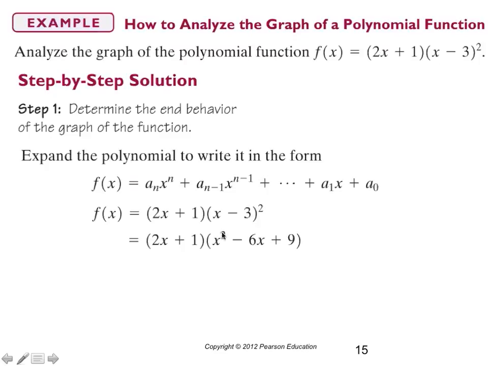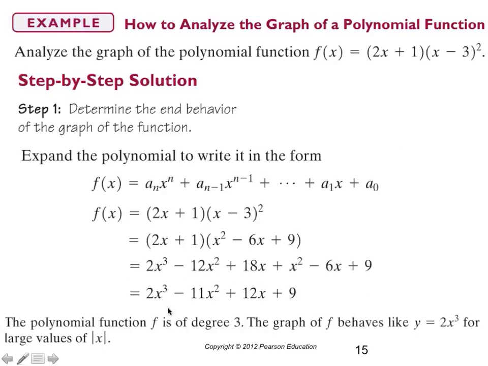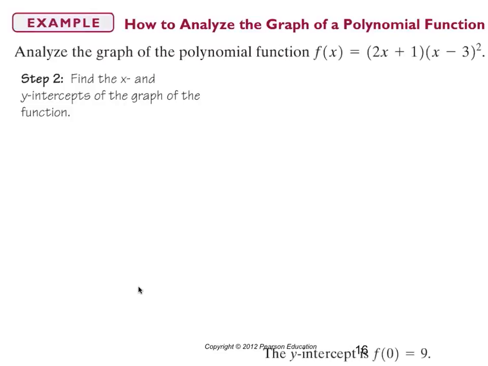Now, in this scenario, they did go ahead and FOIL everything, but I would suggest that you really don't have to do that. If you imagine yourself taking 2x and multiplying by x squared, you should end up with 2x cubed as your very first term. Okay, now we don't really care about the rest of this simplified version, but what we do care about is the degree, which is going to be 3 because we have a 2x cubed term. And we do care what the end behavior looks like, which in our case is going to be this first term, which is 2x cubed. So that means that the graph of f behaves like 2x cubed for large values of absolute value of x.